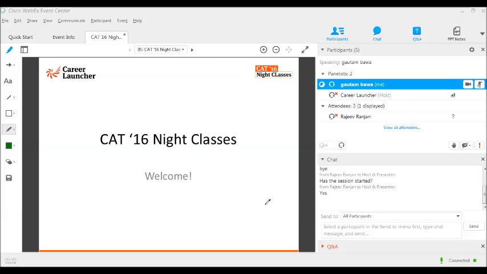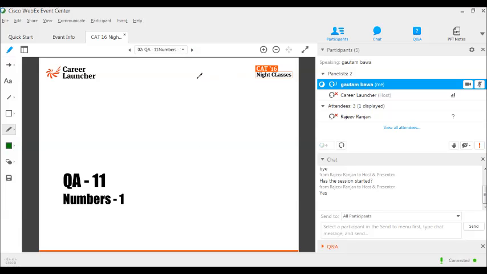I'm expecting that most of you who've joined us for the session today have gone through our MOD exercises for number systems, and have also gone through the ebook for number systems, the pages that had been mentioned to you. So today we're going to go through the basics of number systems. The session for today, as pointed out in your session plan, is QA 11, which is Numbers 1.